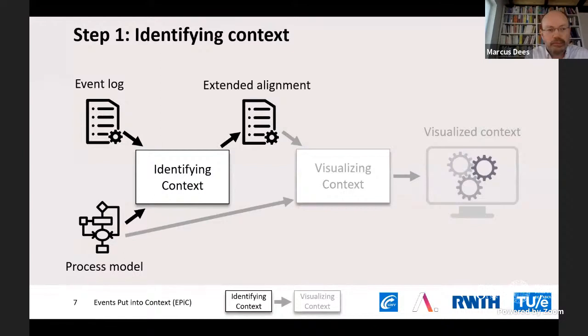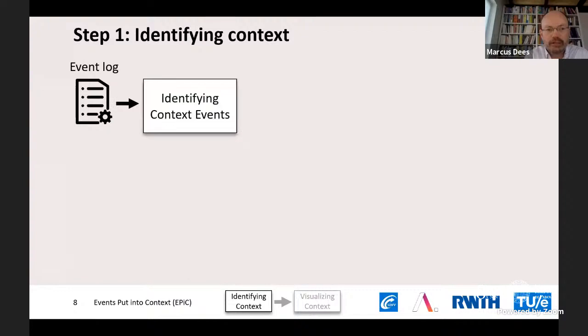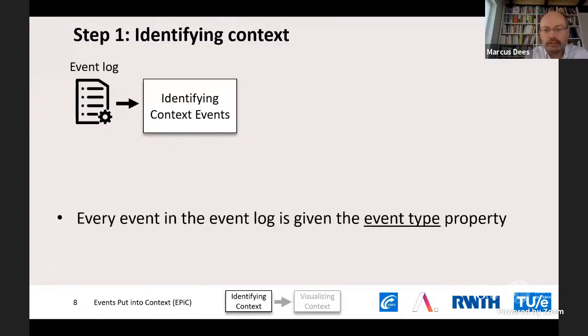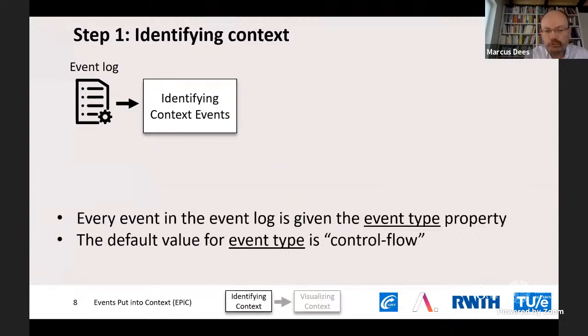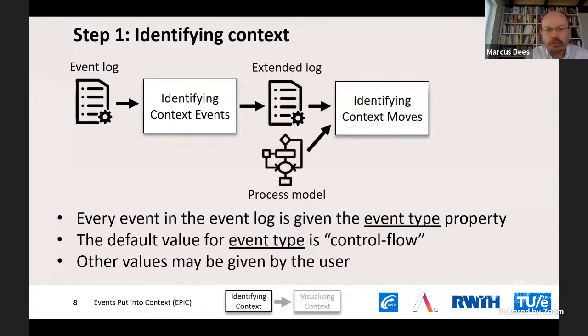Let's start with the first step, identifying the context. We start with an event log and we identify context events. Up until now, this is a manual step executed by a process stakeholder. We technically support this by adding the event type property to every event in the event log. We give it a default value of control flow, and then the user can identify events that have a different type, like call or lab test. This produces an extended log, which together with the process model is used to identify context moves in an alignment.